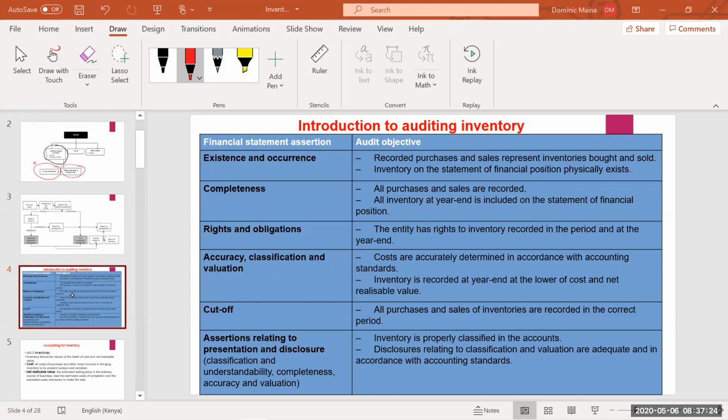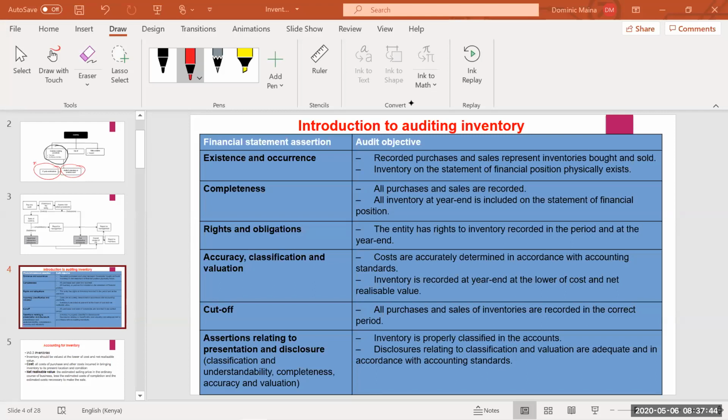Just check as to whether your accounting is still on. Emma. Emma. Yes. Yes. Yes. What does IS2 say regarding inventory valuation?